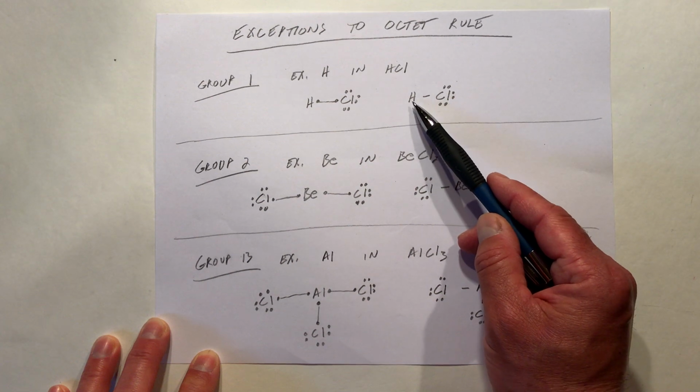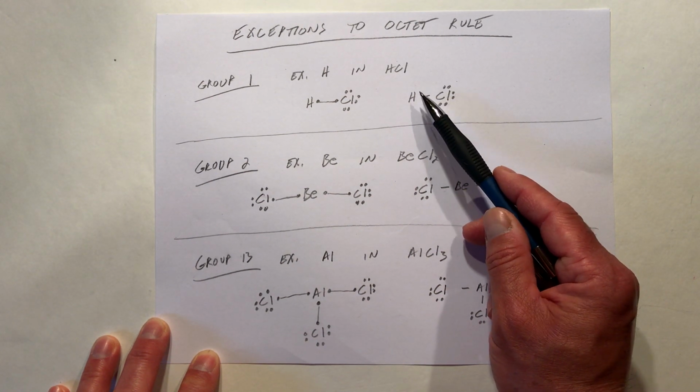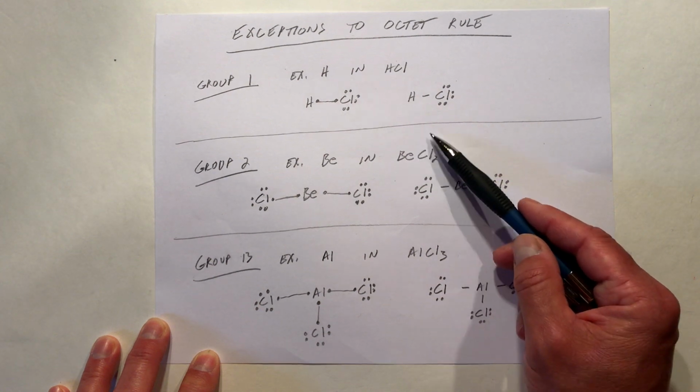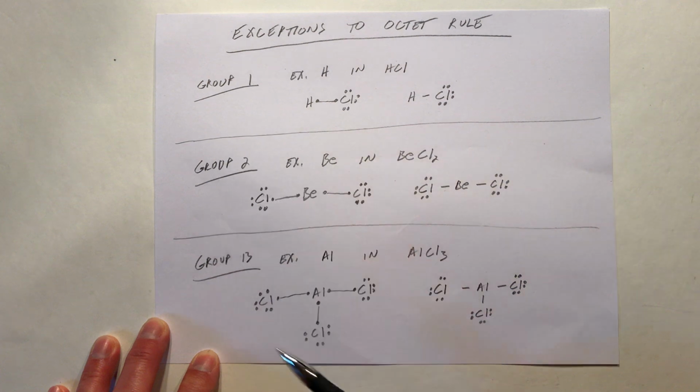If we count the valence electrons around hydrogen, we can see it's only sharing those 2 electrons with chlorine, and it has no other non-bonding electrons. So hydrogen doesn't have an octet. Group 1 elements will not. They will be exceptions to the octet rule.